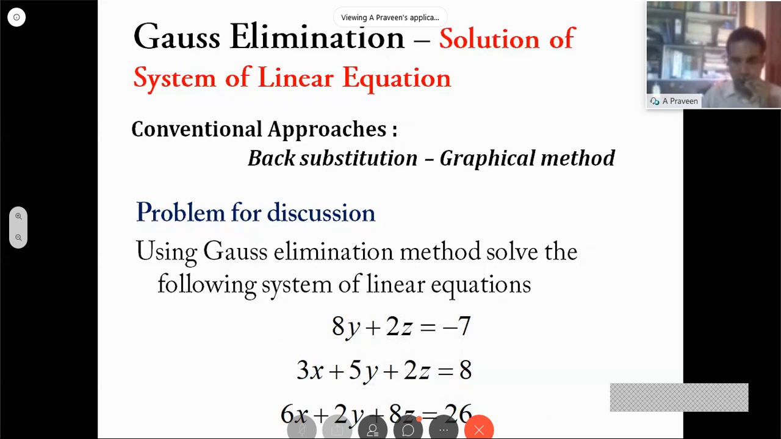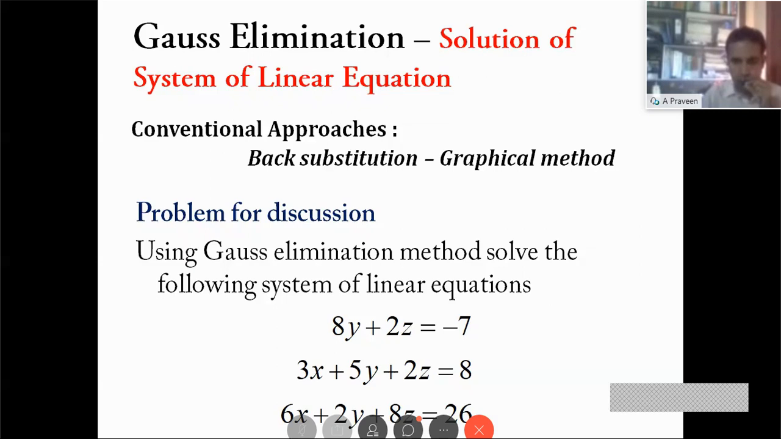I'll just take up a very small example to illustrate this process. Through this process, you should be able to understand the whole mechanism of the Gauss elimination. And also from your exam perspective, most probably equations of this order should be expected. So you should be able to practice problem solving based on the approach that we discuss today.